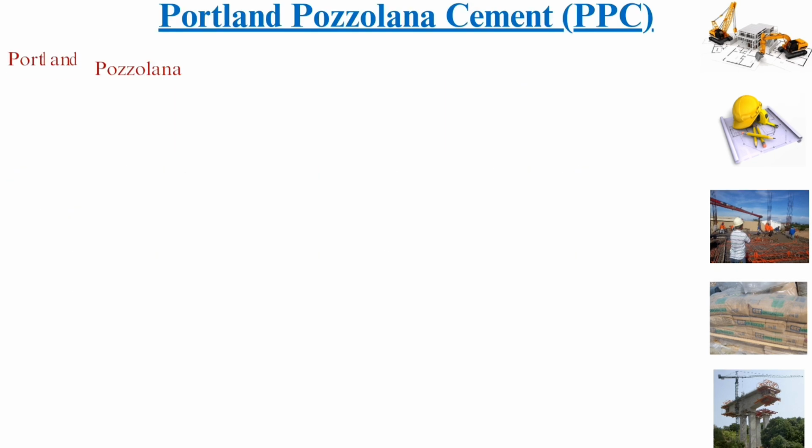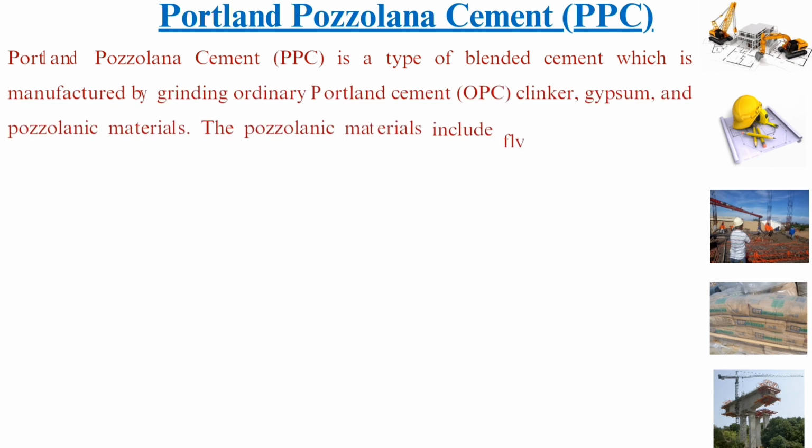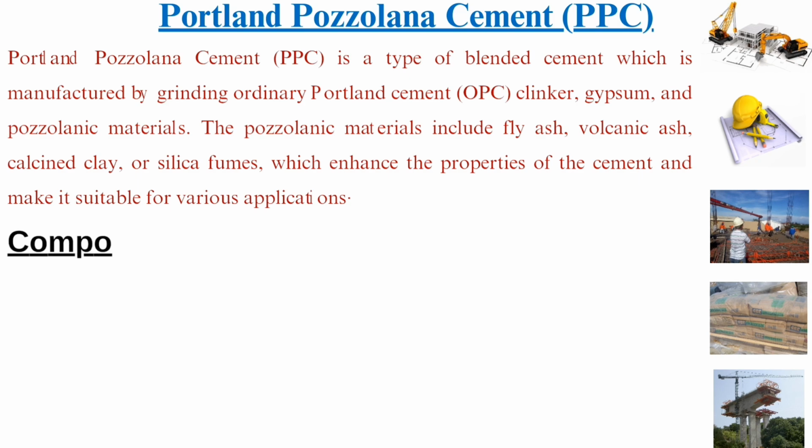Portland Pozzolana Cement (PPC) is a type of blended cement which is manufactured by grinding ordinary Portland cement clinker, gypsum and pozzolanic materials. The pozzolanic materials include fly ash, volcanic ash, calcined clay or silica fumes which enhance the properties of the cement and make it suitable for various applications. First of all, the composition and manufacturing of Portland Pozzolana cement.